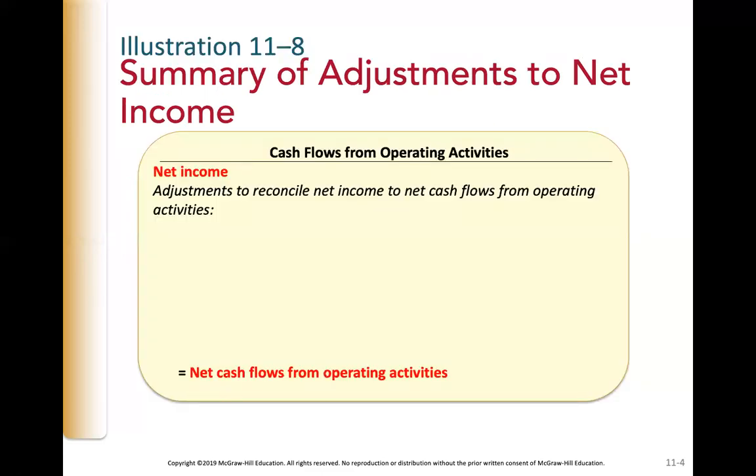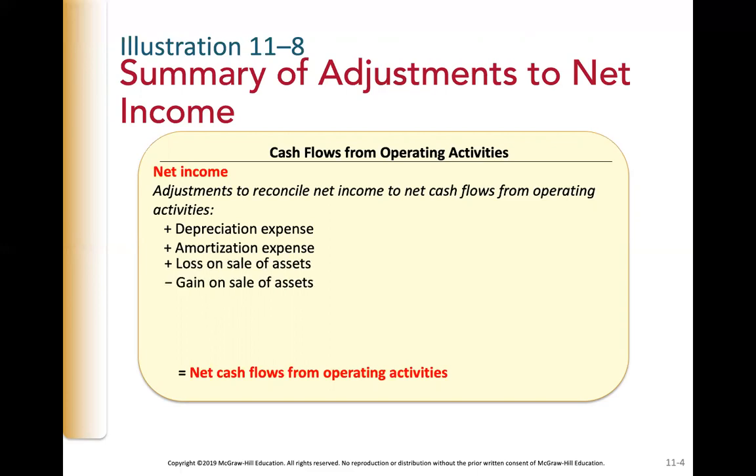The summary of adjustments to net income is a great chart. I recommend you print this slide out, bookmark it, refer to it in the book. It's excellent. For the statement of cash flows operating activities section, we start with net income and we make adjustments to reconcile net income to net cash flows. We need to add back depreciation expense and amortization expense. We originally deducted this non-cash expense in the determination of net income, so we need to add it back in the same amount to calculate operating cash flows.